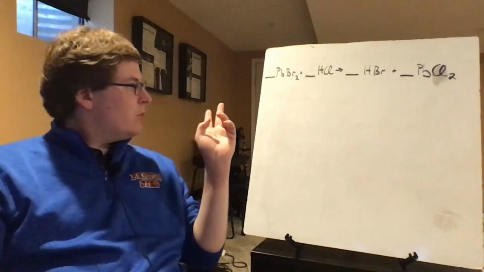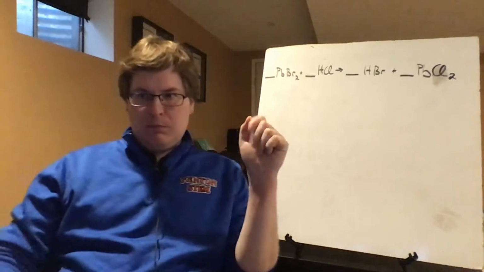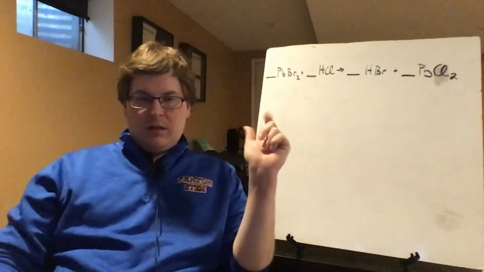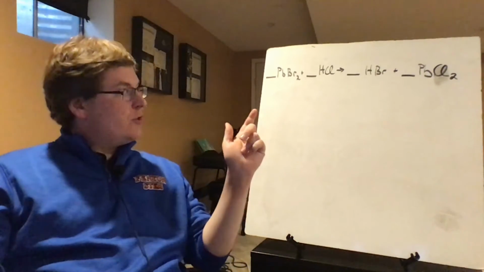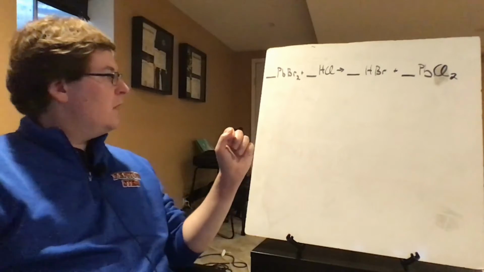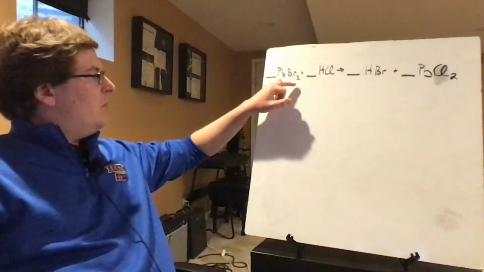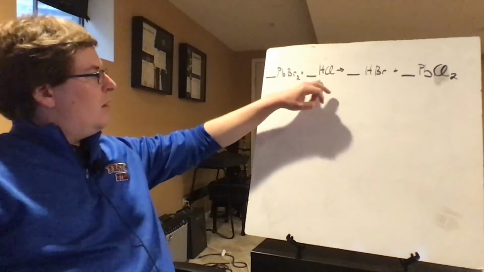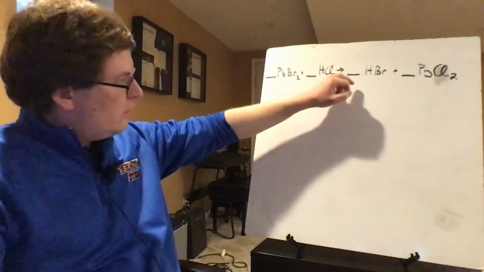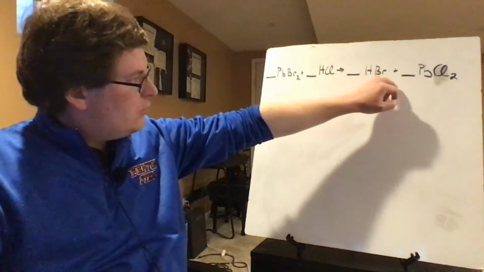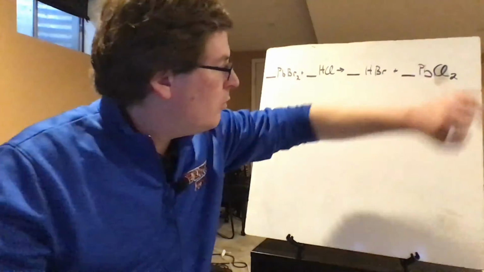One tip that we're going to try and do is we're going to balance the metal first, then the nonmetal, and then we're going to save hydrogen for the end. So in this case, our metal is lead, that's Pb. We've got lead bromide, hydrogen chloride, yielding hydrogen bromide and lead chloride.